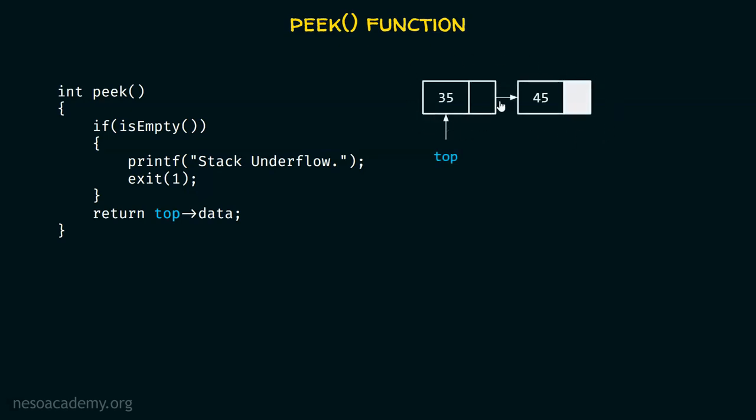Currently, we have this linked list and the top pointer is pointing to this node. What is top data? Top data is 35 and we know that this is the topmost element of the stack. Therefore, this value is returned by the peek function, right? Top data is 35. Peek function will simply return this data, that is 35, back to the caller.